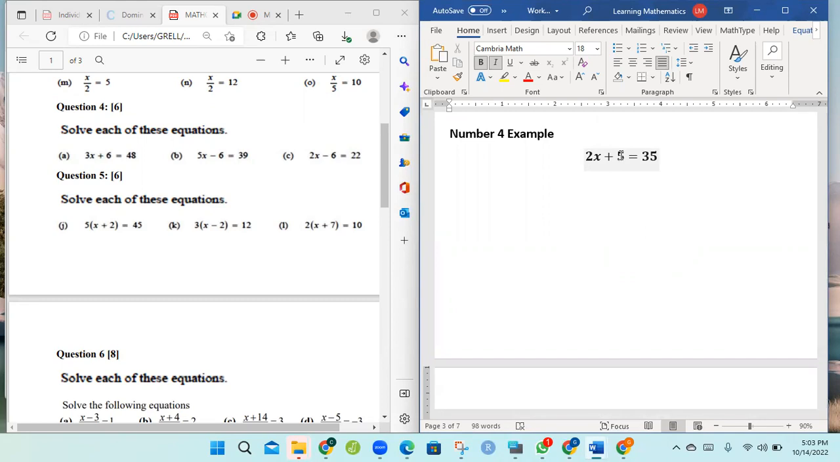So the first number we've got to cancel out there is a plus 5, by subtracting 5. Plus 5 subtract 5 will cancel out 5. And if you cancel out 5 on the left side, you have to cancel out 5 on the right side.